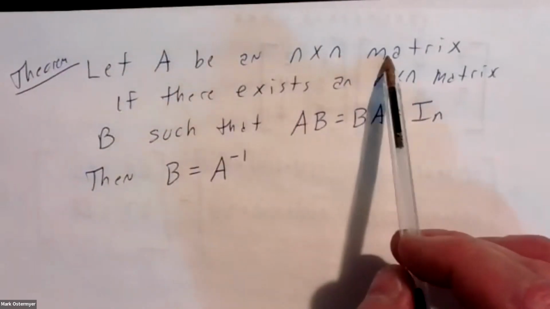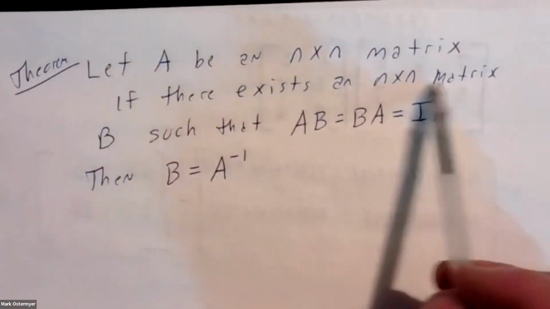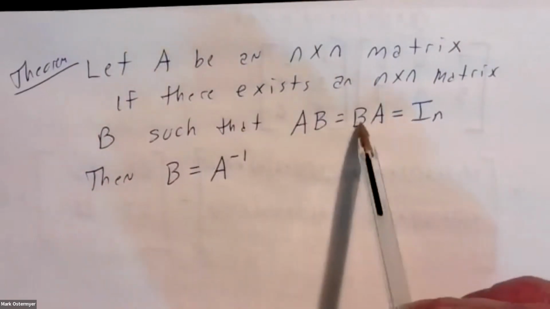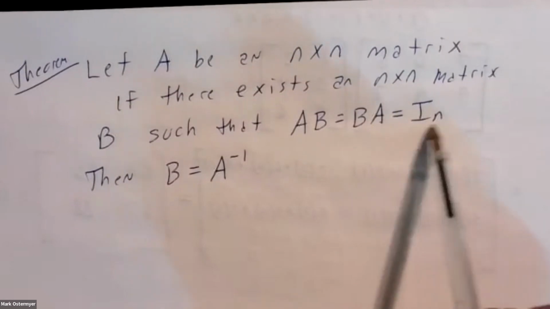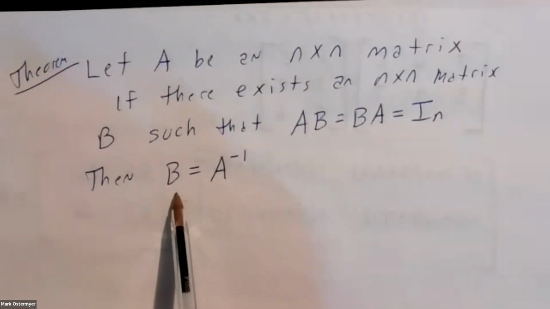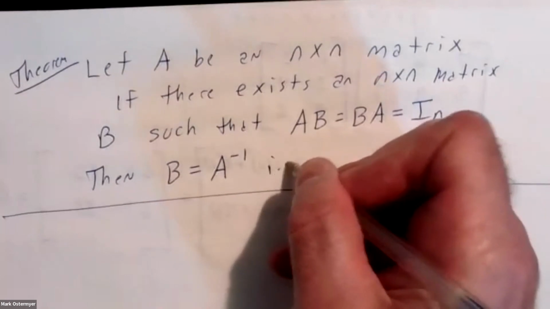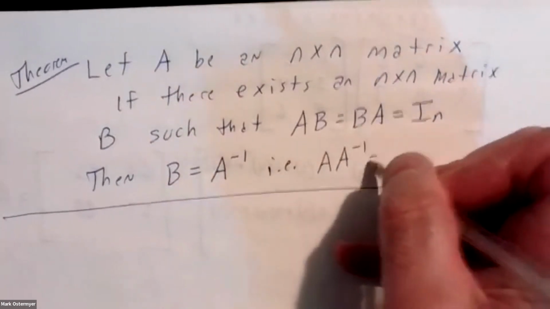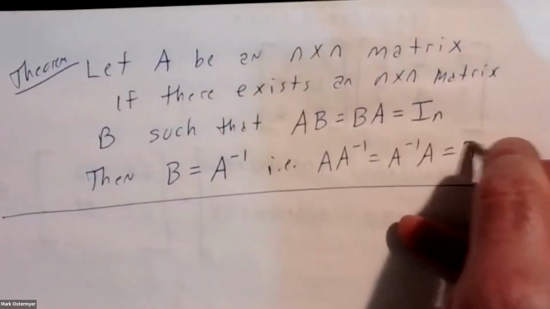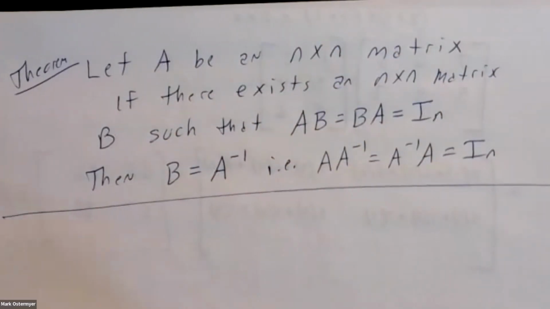If A is an n by n square matrix, and if there exists an n by n matrix B such that when you multiply matrix A and B together, regardless of the order of multiplication, you get back the n by n identity matrix, then, ladies and gentlemen, we say matrix B is the inverse of matrix A. In other words, matrix A times its inverse, or the inverse of matrix A times matrix A, always gives you back the n by n identity matrix. Everybody seeing that there?